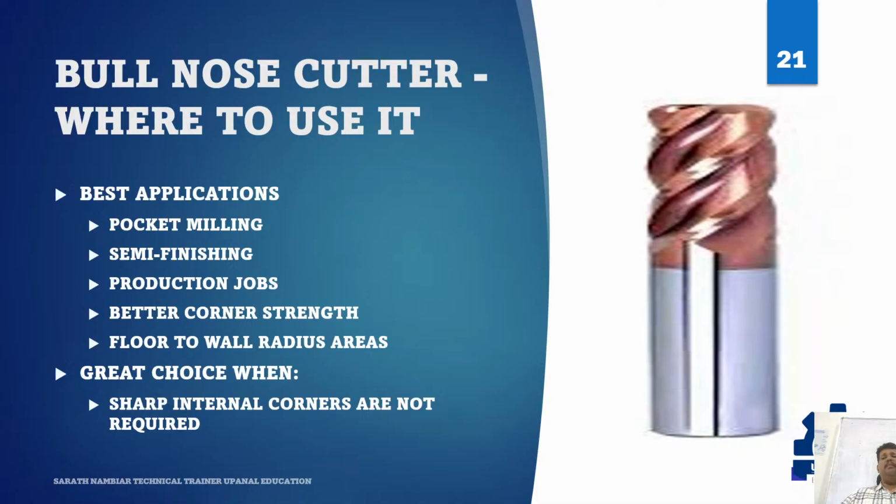Many drawings do not actually need sharp internal corners, but people still choose square tools by habit. That habit can shorten the tool life unnecessarily. If the drawing permits radius, bullnose may be the smarter industrial choice. This is why experienced machinists often smile when they see bullnose tools. They know it can quietly solve problems.